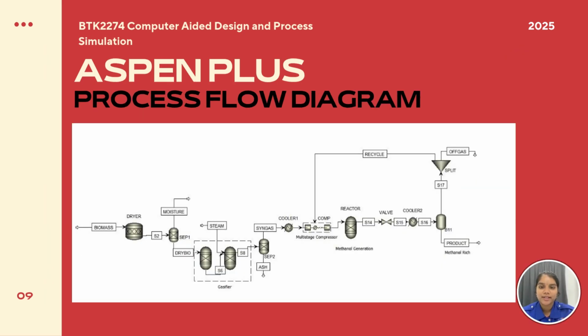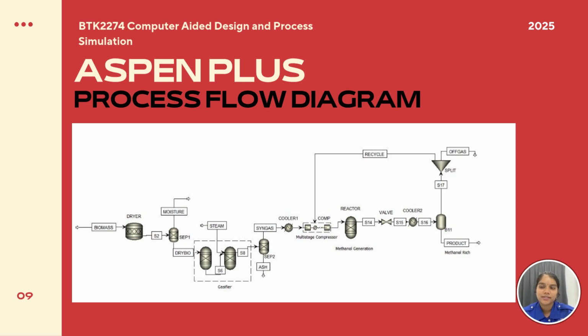Next, I would like to proceed with the Aspen Plus process flow diagram. This is the overall process flow diagram for methanol production from biomass by using the gasification. The process starts with biomass drying, where moisture is removed. Then, the dried biomass enters the gasifier, where it reacts with steam to produce syngas. Then, the ash is separated from the syngas, and then the clean gas is cooled and compressed.